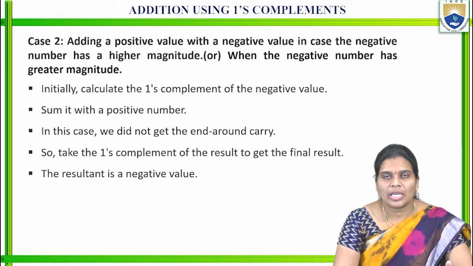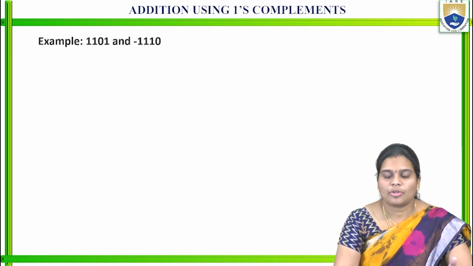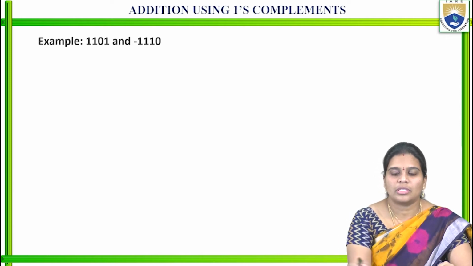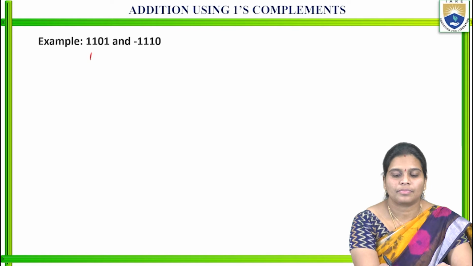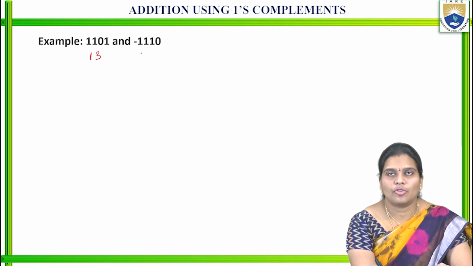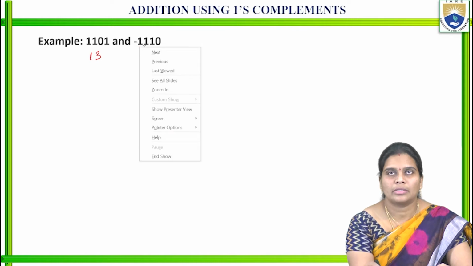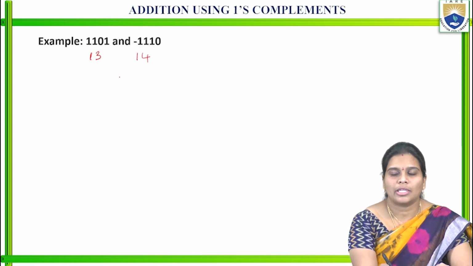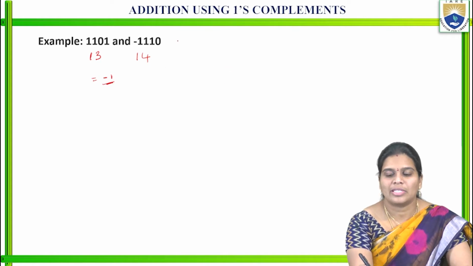Next, if you are not getting any carry, then again we apply the ones complement of that value. Okay. So we'll see the procedure. 1101 minus 1110. This value is 13. This value is 14, with 2 power 0, 2 power 1, 2 power 2, 2 power 3, 8 plus 14. 13 minus 14, so we are getting minus 1.